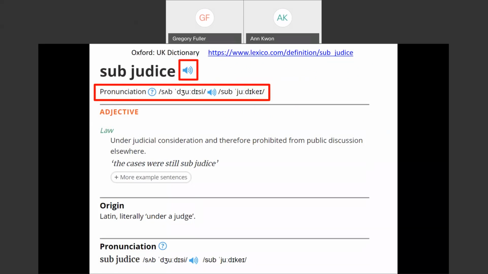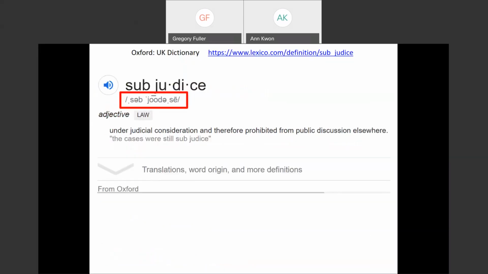All right, now what does it mean? Law, under judicial consideration, therefore prohibited public discussion. What it means is the judge or judges, us, are still looking at it, and we're not sure yet if it should be. All right, look, this is one of the other sites for Oxford Dictionary. Look at the pronunciation here, which does not use the standardized international system. Sub judice.